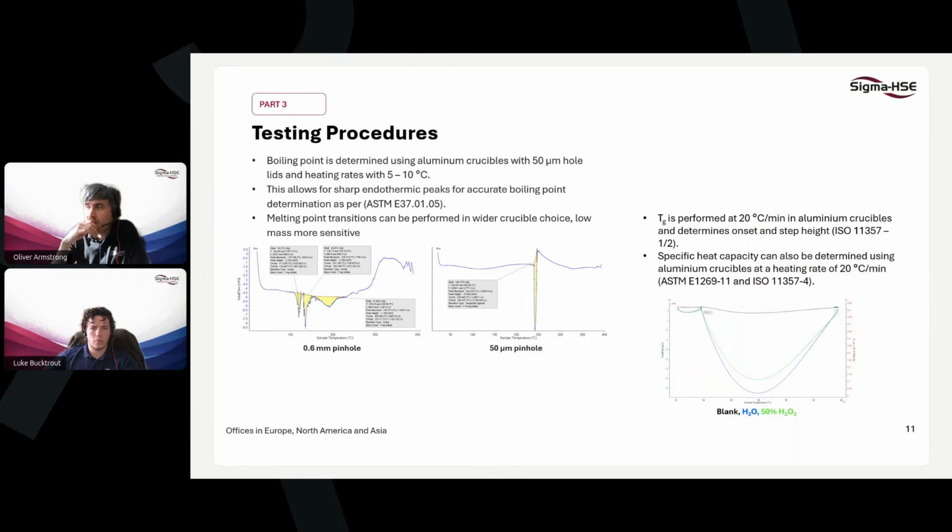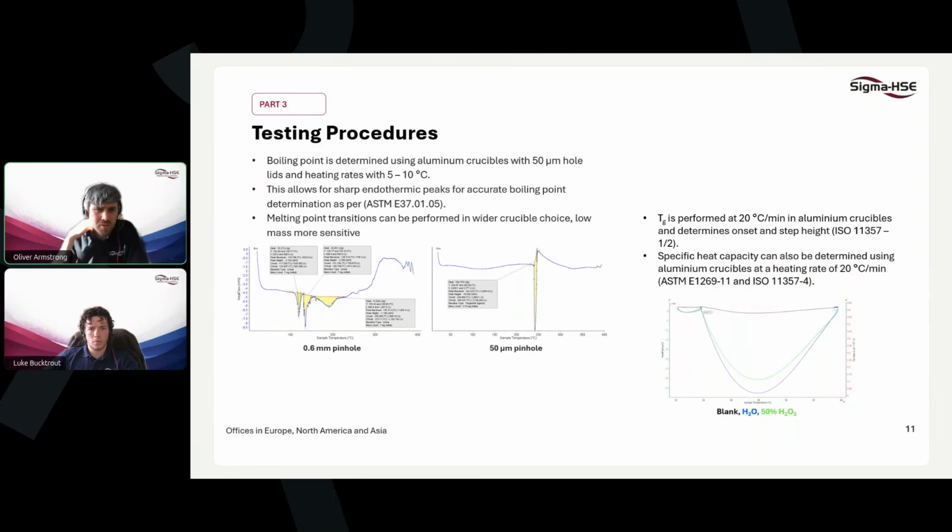On the right hand side, again, there are lots of different methods that can use the DSC equipment. We've just highlighted some of them that we use typically. Glass transition, again, with low weight aluminium crucibles, typically determines onset and step height. We're citing an ISO method here, and specific heat capacity. Again, that is a really critical factor in a lot of cases, and we can determine that with these fast heating rates of 20 degrees a minute. And there are different methods to use for that.